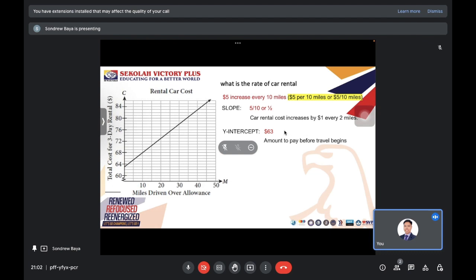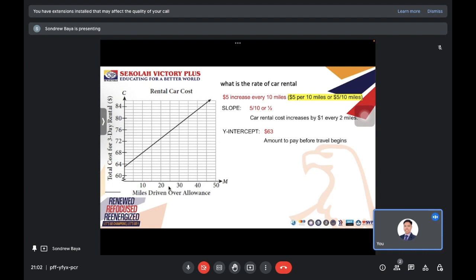So you started with 63. Even before driving, you are now to pay 63. And then the car rental cost increases by $1 every 2 miles. So how will you determine the total cost or the total amount to pay if you have driven 20 miles? Give yourself some time.